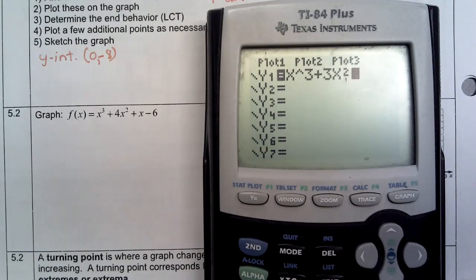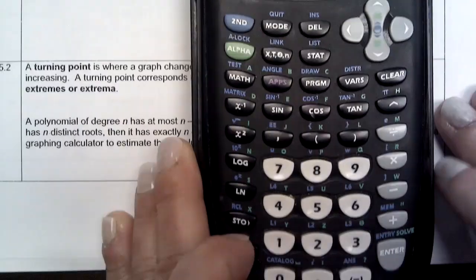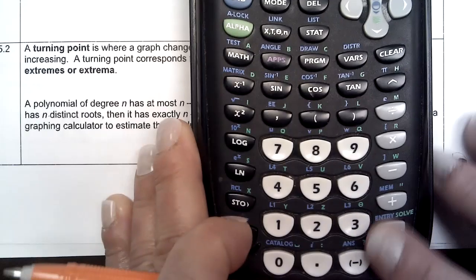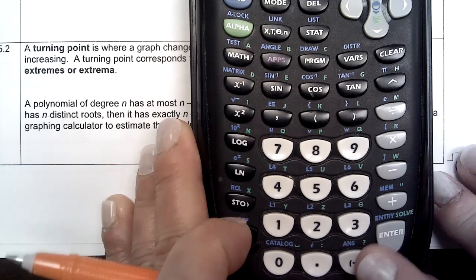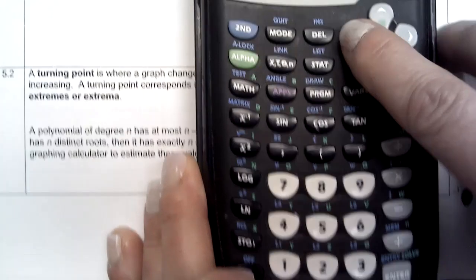And then I'm going to do minus 6x. And remember, this is the minus key. This is if you're making a number negative. You cannot intermix those. And watch what happens when I do.